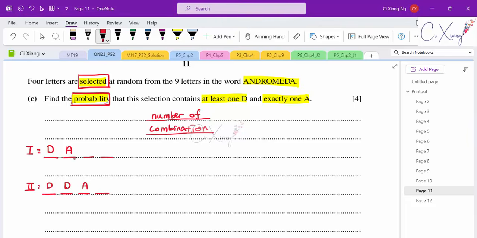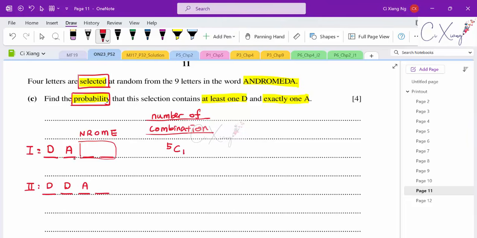So there is no point in choosing either one of them, because they are the same and they will give you the same result. So for the number of combinations, we only focus on the two letters here. These two letters, I'm going to select them from N, R, O, M, E, these five letters. So the number of combinations for the first case is 5C1.